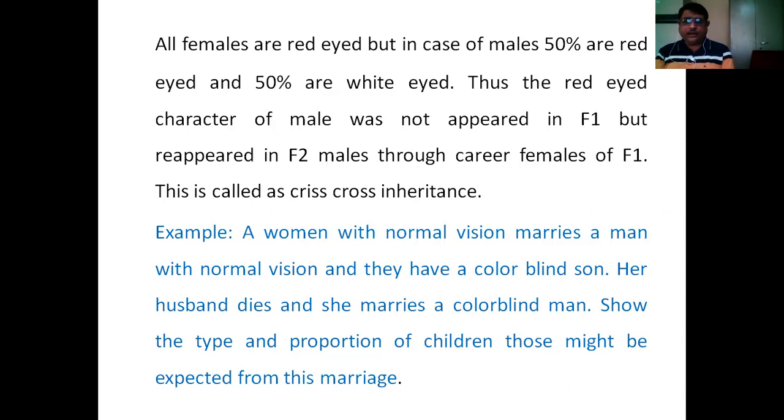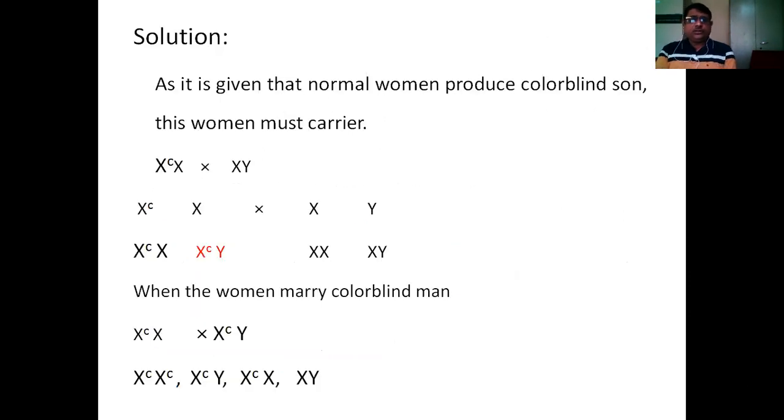Here both parents have normal vision, but their son is color-blind. The second part of this example is: her husband dies and she marries a color-blind man. Show the type and proportion of children that might be expected from this marriage. Now in the solution, we see that both the parents have normal phenotypes, but their son is colorblind. That means one of the parents, most probably the female, should carry at least one copy of the gene responsible for colorblindness, because the son is colorblind.